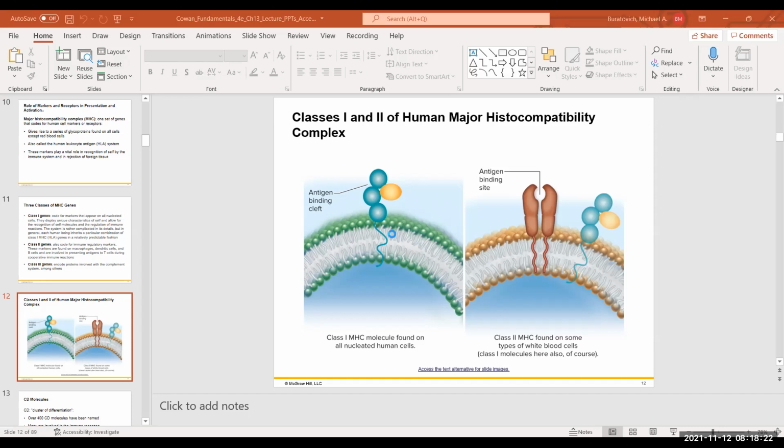Okay, this is a recap of what we said about T cells. Is there anything on here you need me to elaborate on that I haven't already elaborated? No? Then I will move on to the next bit.